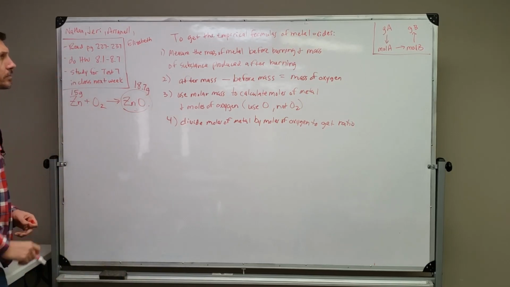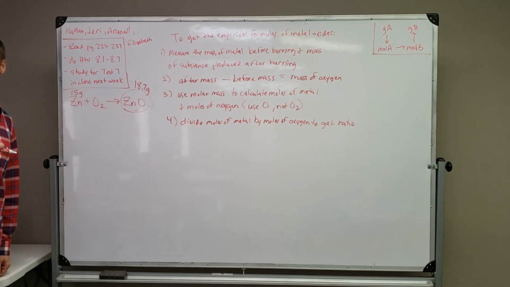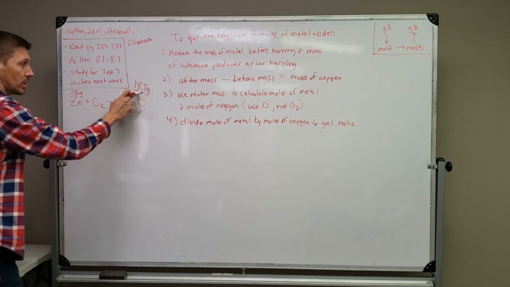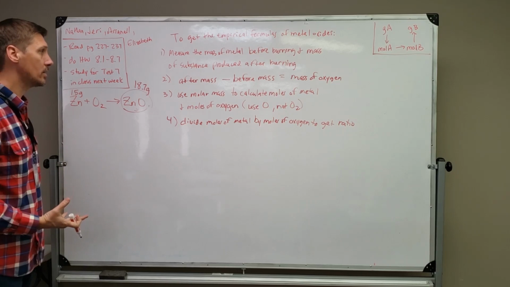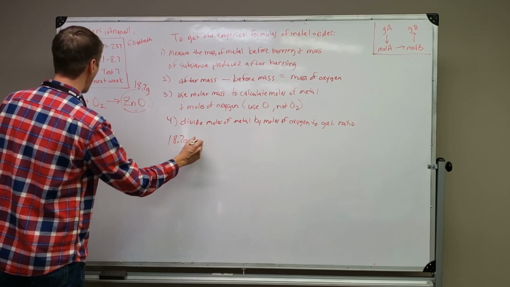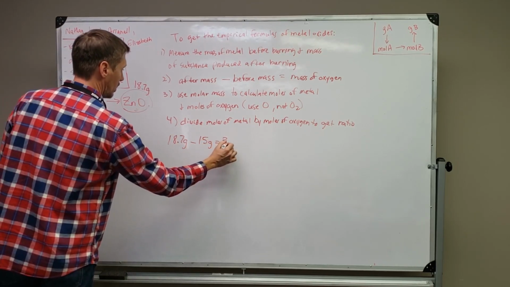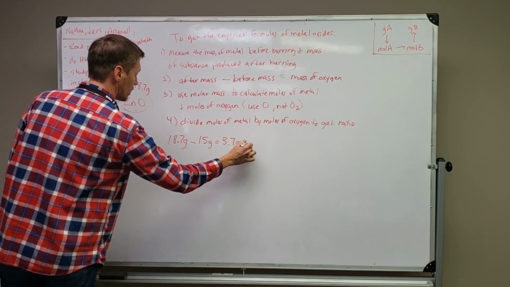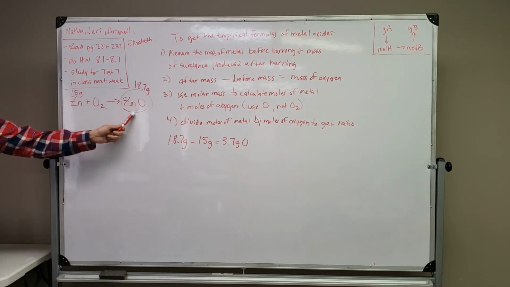What's the empirical formula? That's what they're asking us. So how do we figure that out? We go through these steps. Measure the mass of the metal, which they gave us. They told us it was 15 grams before burning, and measure the mass of the substance after burning, which they also gave us. They told us at the end we had a white powder that was 18.7 grams. And so from that, you can calculate the mass of oxygen by saying the final mass minus the original mass of the metal gives you the mass of oxygen. So we had 3.7 grams of oxygen that were in that white powder.